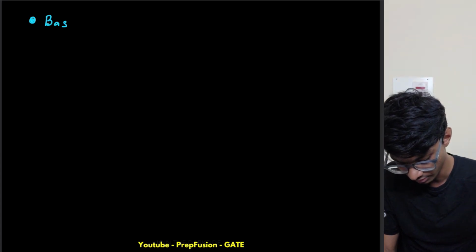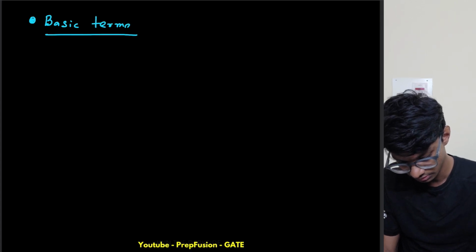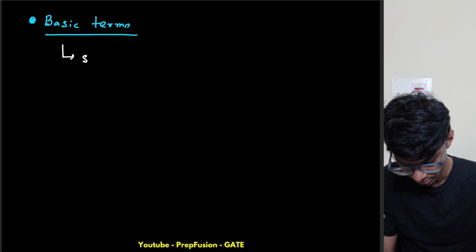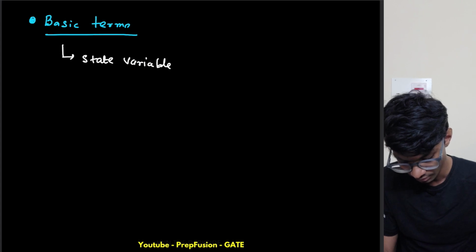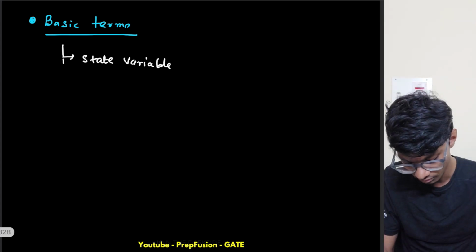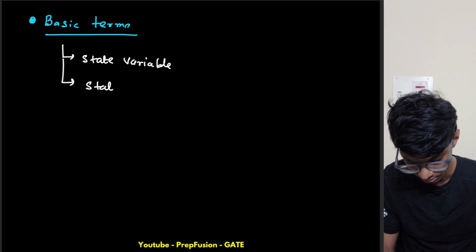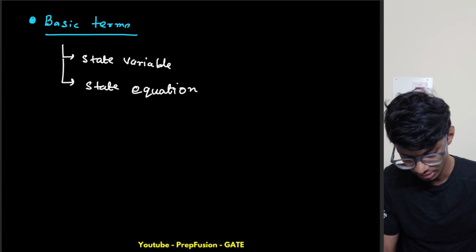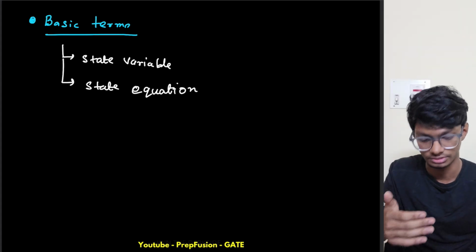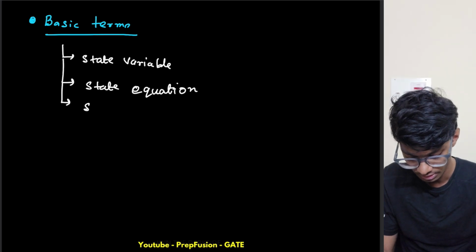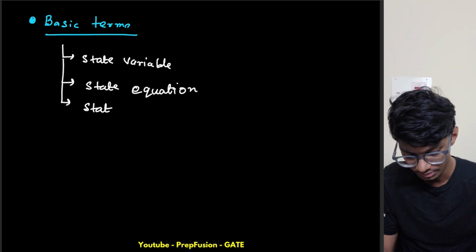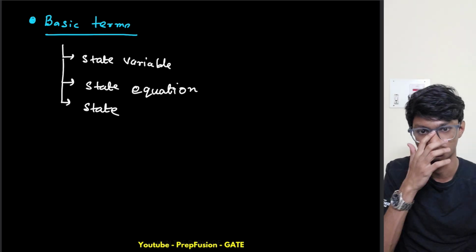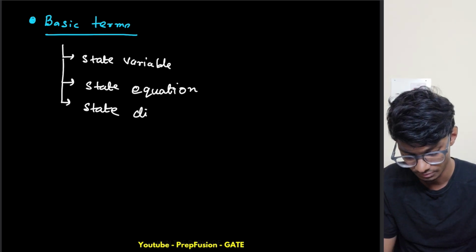As I have already written over there, basic terms are, first is state variable. Now from state variable we'll go to state equation. After defining state variable we will make state equation. Then after defining the state equations we can go to state diagrams. State diagrams is nothing but the SFG, right? Signal flow graph. That is the state diagrams, okay?